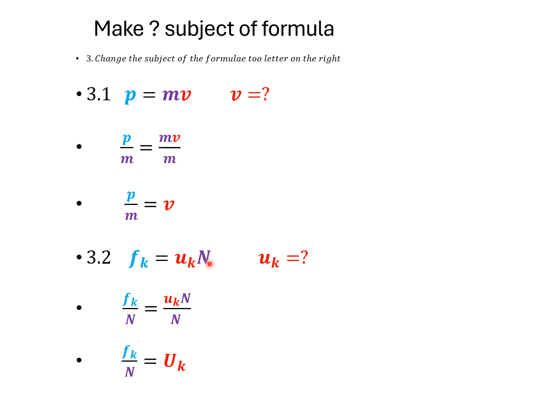So again, I need to get rid of n. I want mu k on its own, so mu k n divided by n. I do one side, I must do the other side, fk divided by n. N and n cancel here, so I'm left with mu k equals fk over n. Right, and they have made mu k, my coefficient of kinetic friction, the subject of the formula. Right, next problem.